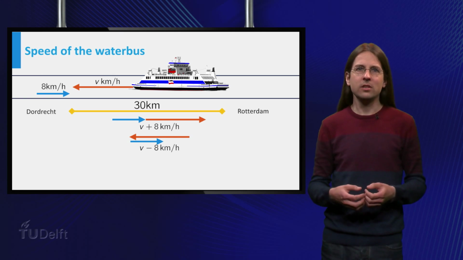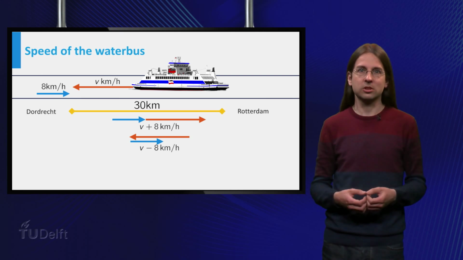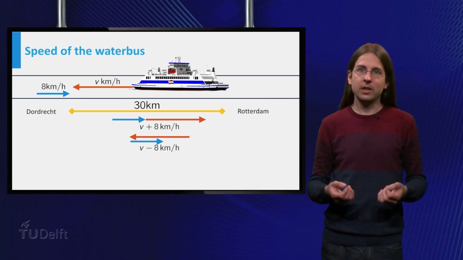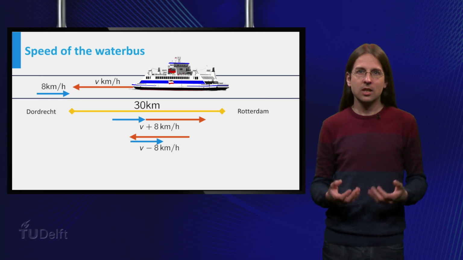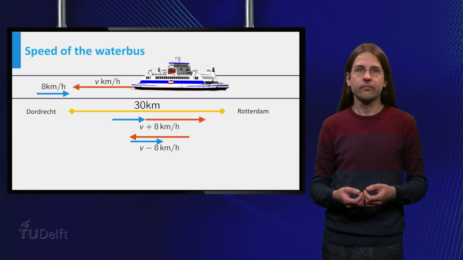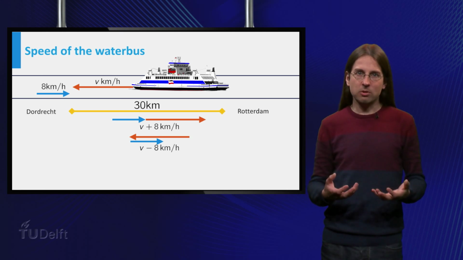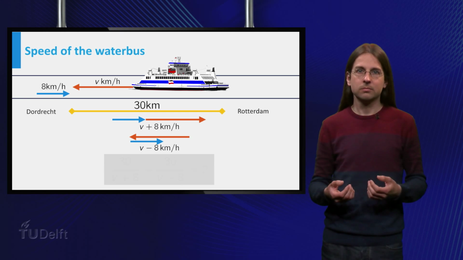How high should v be such that the return trip takes 2 hours? You might think 30 km per hour, as we need to travel 60 km in 2 hours, but let us take a closer look. We can rewrite this question as an equation as follows.